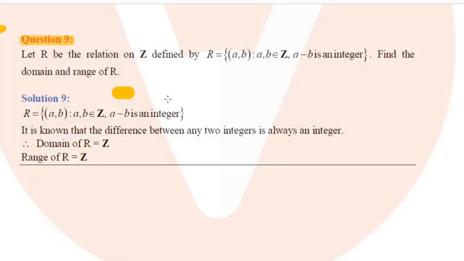Question 9. Let R be the relation on Z. Z means integers. Define R as (A, B) where A, B belongs to Z and A minus B is an integer. Find the domain and the range of R.